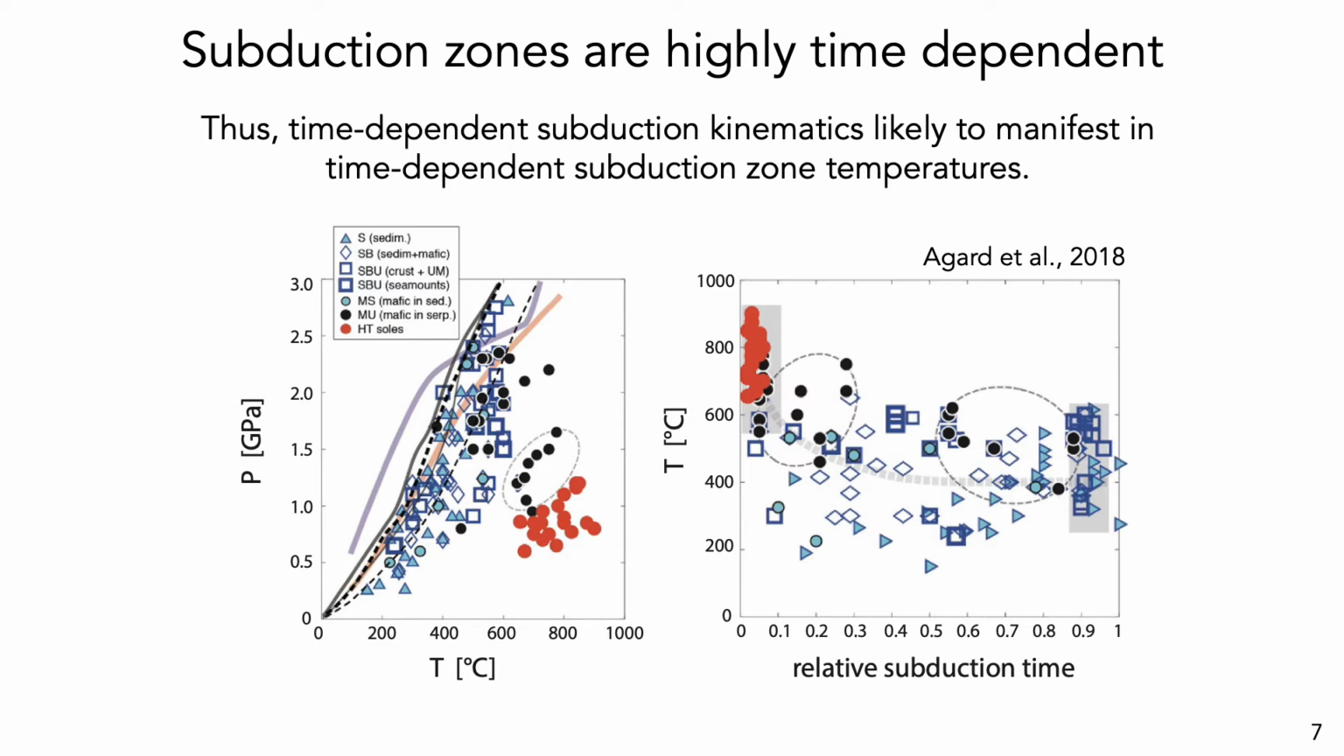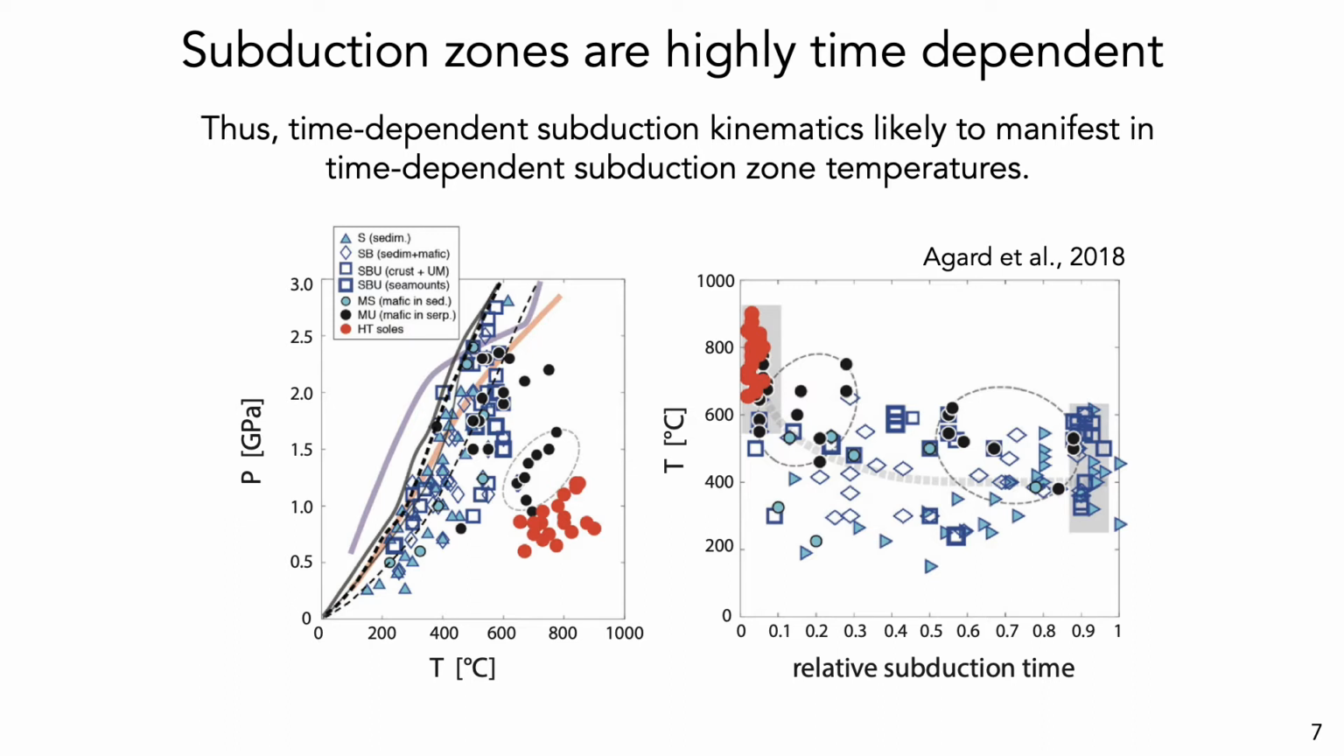And this is attested to by a range of geological observables, both at individual subduction zones and at a global scale. Here is the global compilation of pressure temperature conditions recorded by exhumed rocks at oceanic subduction zones by Agar et al. And I just want to draw your attention to the right figure, which shows the temperature recorded in these rocks relative to relative subduction time.